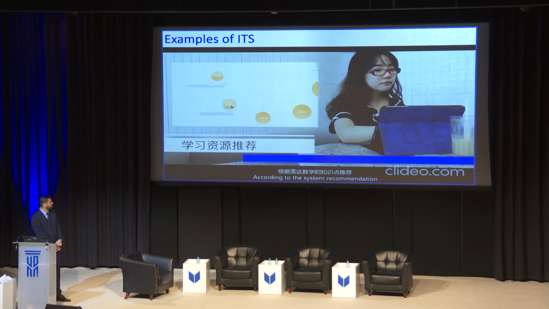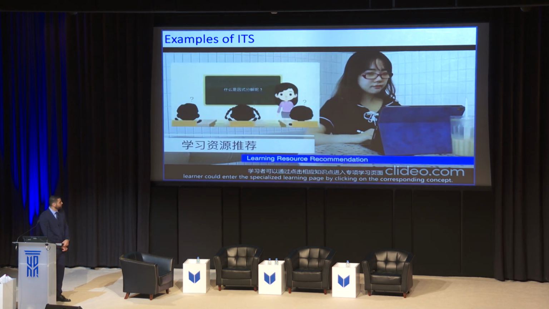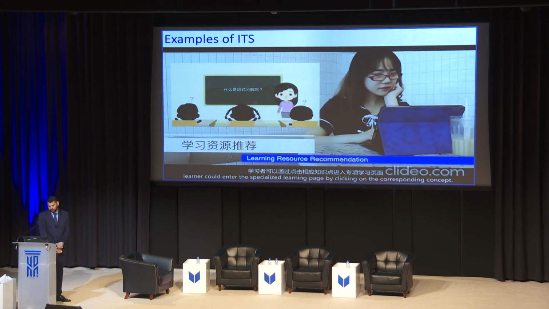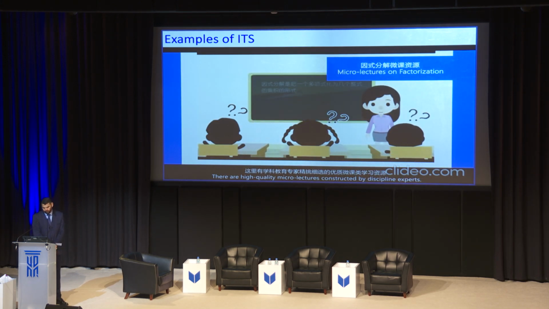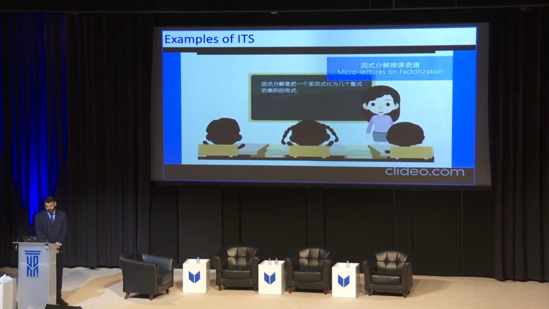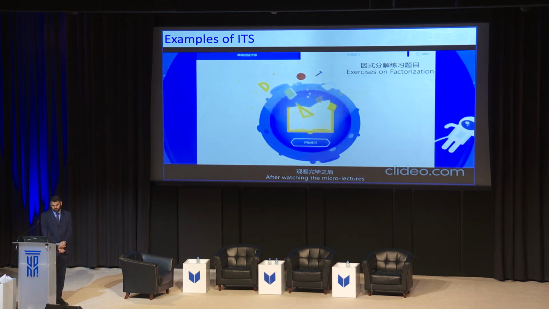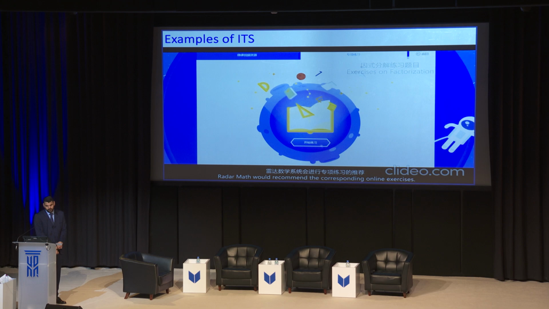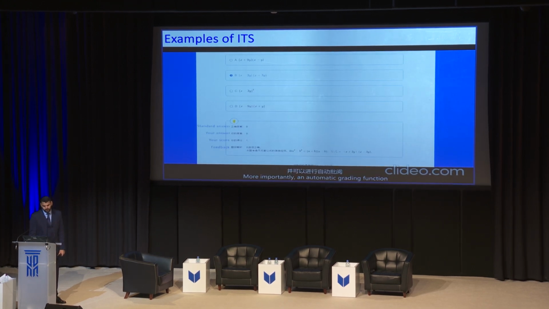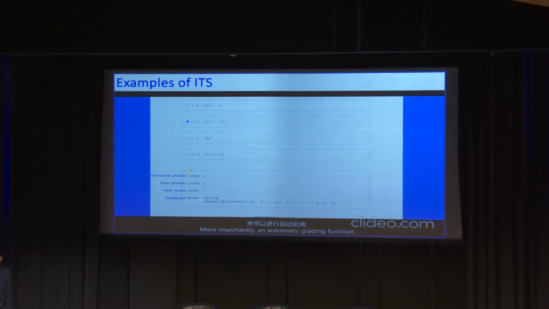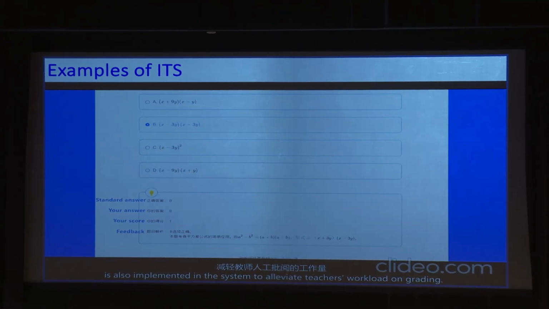According to the system recommendation, learner could enter the specialized learning page by clicking on the corresponding concept. There are high-quality micro-lectures constructed by discipline experts. After watching the micro-lectures, Radar Math would recommend the corresponding online exercises, all with the standard answers and interpretations. More importantly, an automatic grading function is also implemented in the system to alleviate teachers' workload on grading.